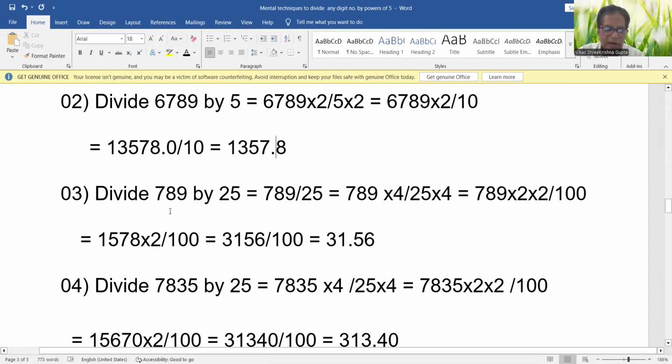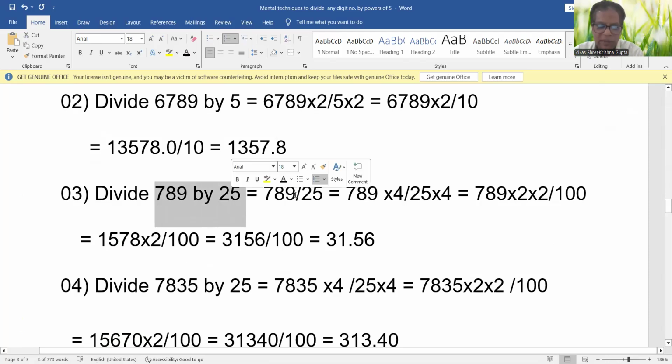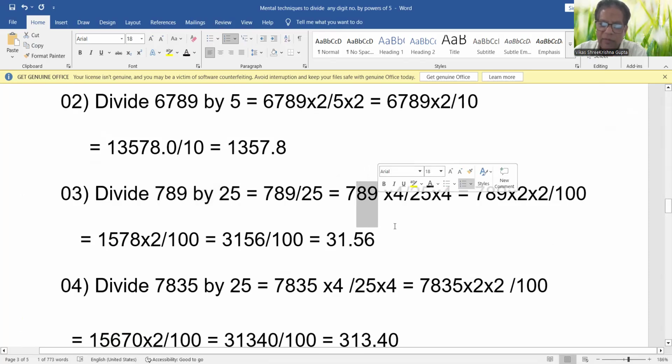In the same way, now I'm dividing 789 by 25. Dividing 789 by 25 means that I have to multiply 789 by the reciprocal of 25, and that is 1 by 25. So 1 by 25 is equal to how much? 4 upon 100. It means I have to multiply 789 by 4, and I have to divide the product by 100.